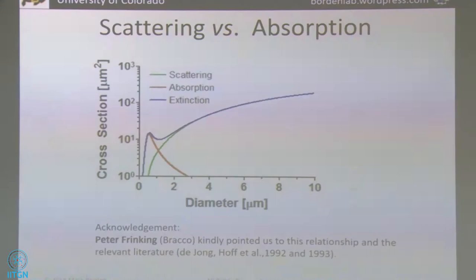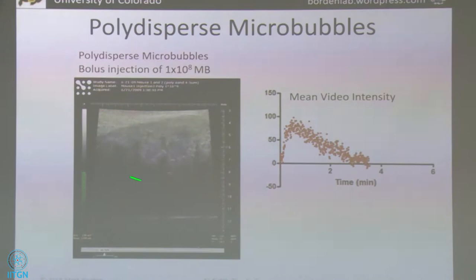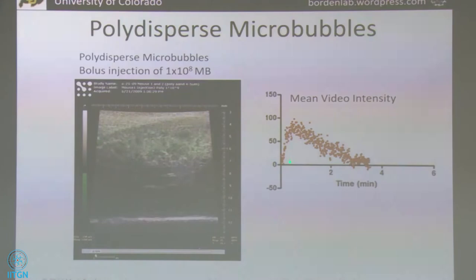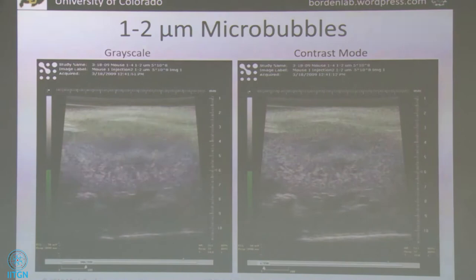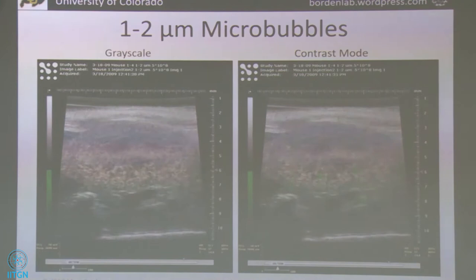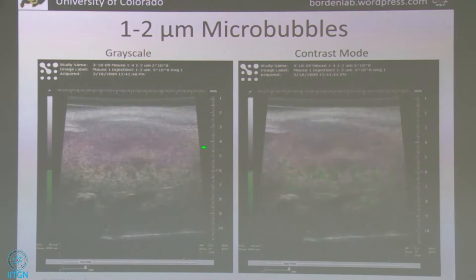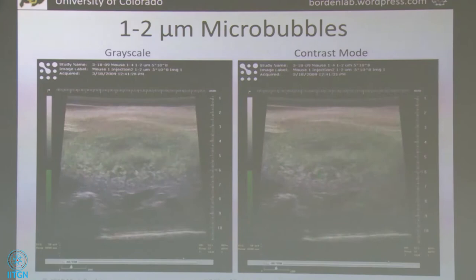So see what happens here. A lot of attenuation. The mean signal intensity increases but decreases, and you lose most of the signal by about 2 minutes. These are 1 to 2 micron bubbles. So this is just the grayscale, and this is the contrast. The green are just the bubbles. There's a subtraction done on the grayscale with the images that were taken before bubbles were injected. The image with the bubbles minus the image without the bubbles determines the bubble signal.